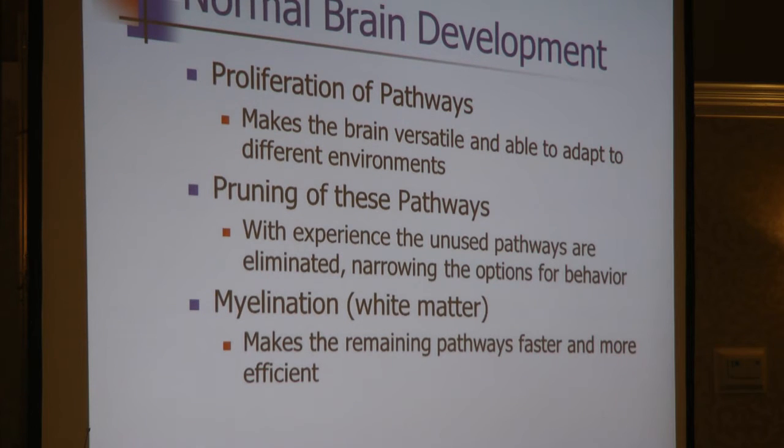So, normal brain development involves proliferation of pathways. This makes the brain versatile and able to adapt to different environments. This is followed by pruning of these pathways once they're created. With experience, the unused pathways are eliminated, and the used pathways proliferate.